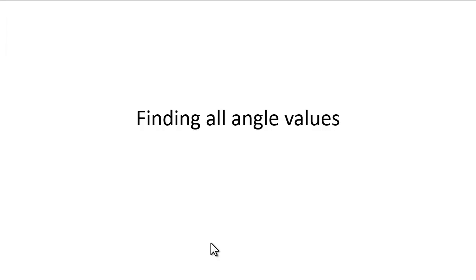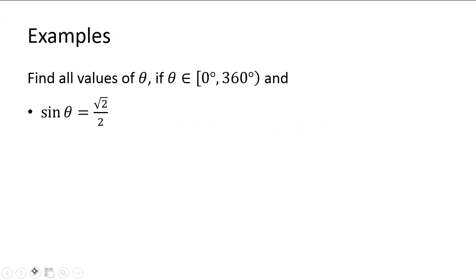This lesson looks at two examples of finding all angle values. So here's an example. Sine theta is root 2 over 2, and we want to find all the possible values of theta between 0 and 360 so that this is true.